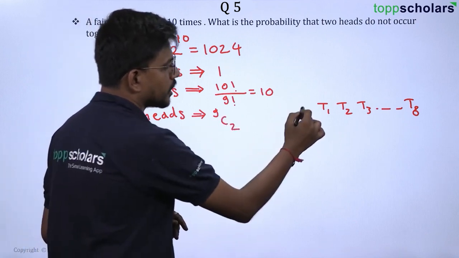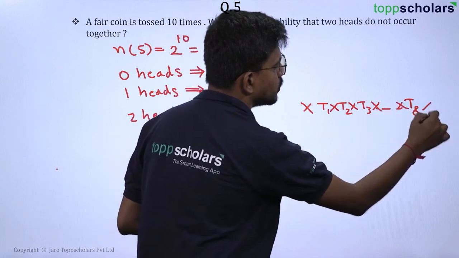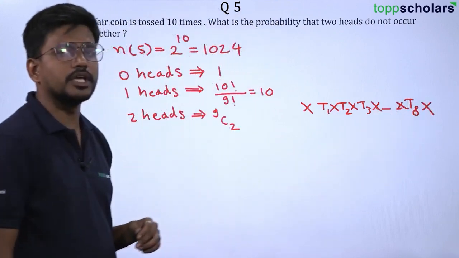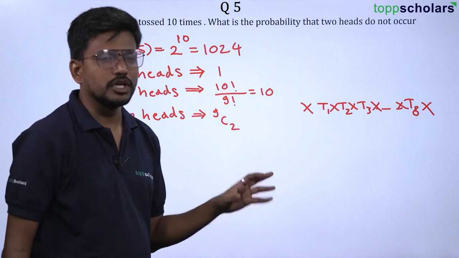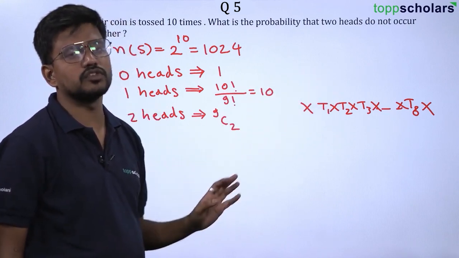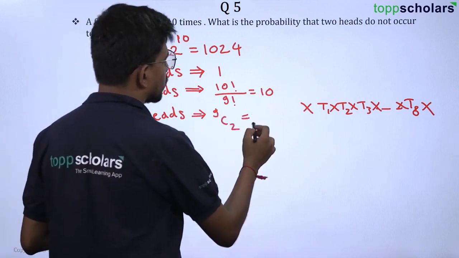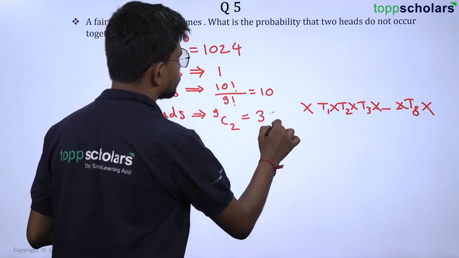So see, linear gaps 1, 2, 3, 4, 5 and so on. Such 9 gaps will be given by 8 tails. In those 9 gaps, you are going to put 2 heads. So 9C2, so that no 2 heads are together. 9C2 we will have to solve. It comes out to be 36.